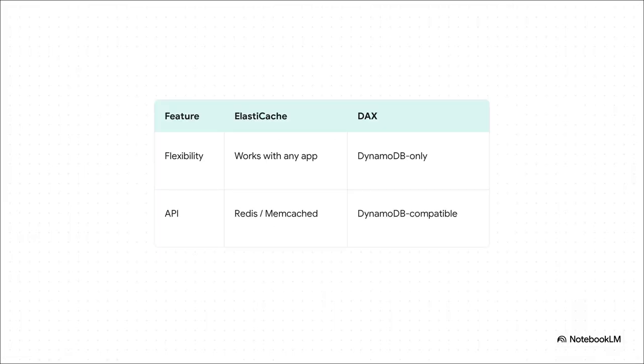Okay, so if DAX is the special tool for DynamoDB, what do you use for everything else? That's where ElastiCache comes in. The choice is actually pretty simple. If you're all in on DynamoDB and you just want the easiest possible speed boost, you go with DAX. For literally everything else, like caching for an RDS or Aurora database, you're going to use ElastiCache. It's the flexible, general-purpose workhorse that speaks the languages you already know, like Redis and Memcached.